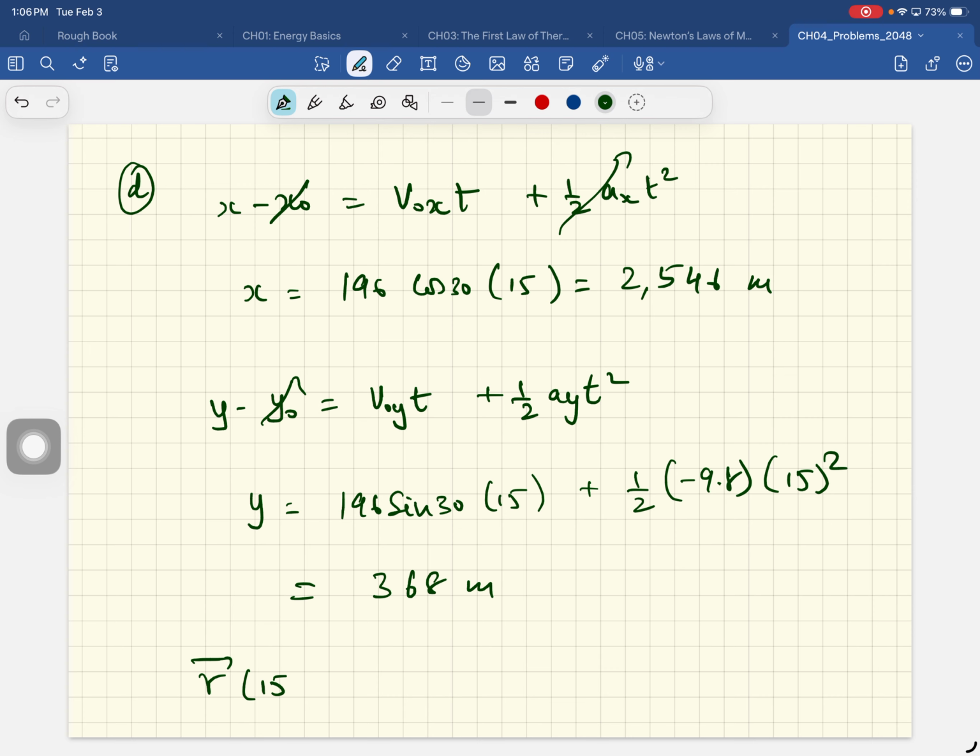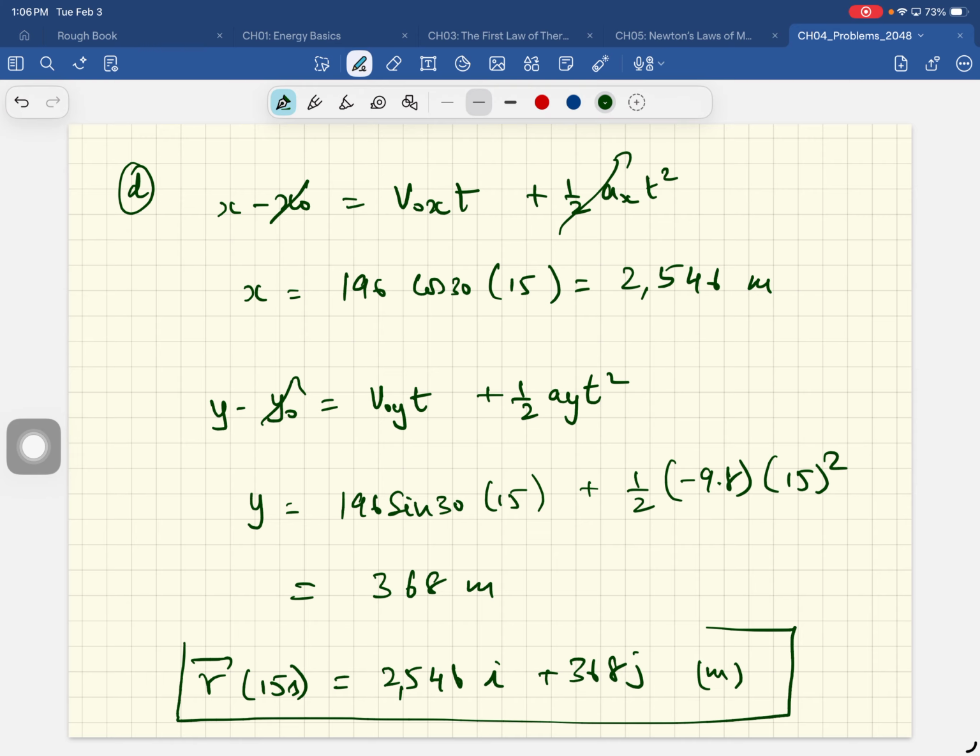Okay, so its position at 15 seconds is 2546 i plus 368 j. Okay, that's the position. You guys following this?